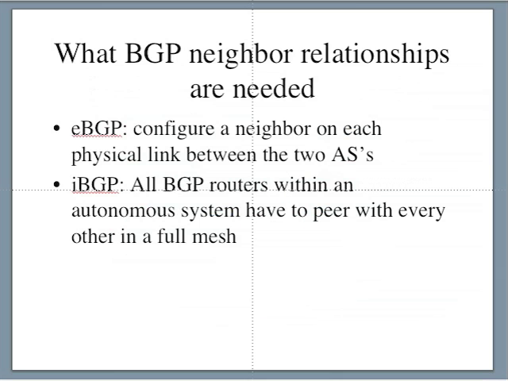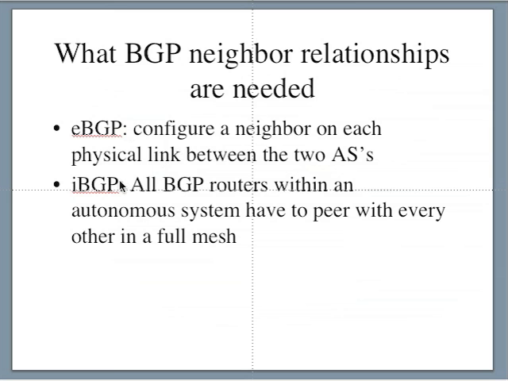We'll go through some examples of that. So what BGP neighbor relationships are needed? eBGP: configure a neighbor on each physical link between two autonomous systems. If the physical link goes down, then the eBGP neighbor relationship goes down, which is what you want. You want to reroute around physical link failures.